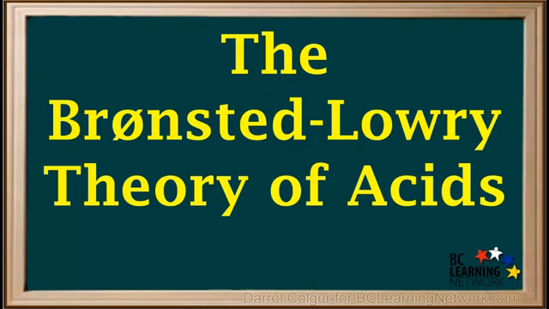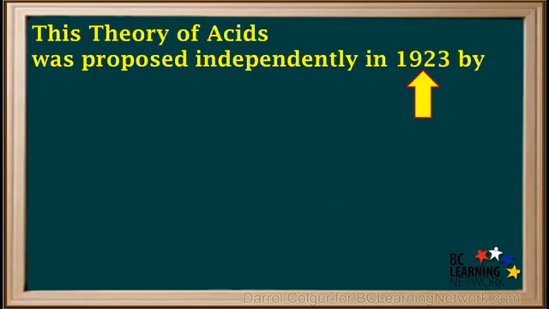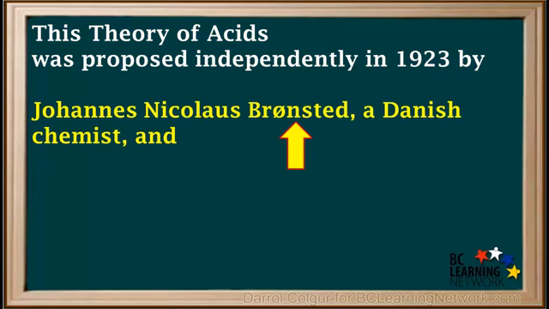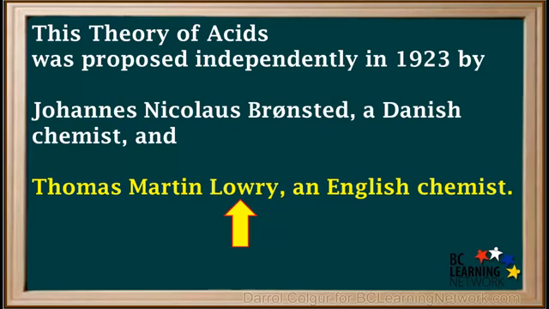Two important theories have been developed to explain the properties of acids, bases, and salts. These are the Arrhenius theory and the Bronsted-Lowry theory. Here we'll look at the Bronsted-Lowry theory. This theory of acids was proposed independently in 1923 by two people, Johann Nicholas Bronsted, a Danish chemist, and Thomas Martin Lowry, an English chemist. We'll introduce the main points of this theory.